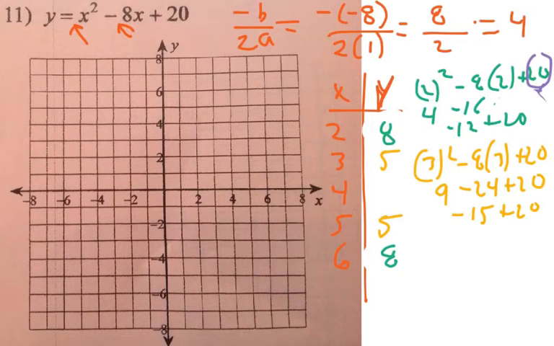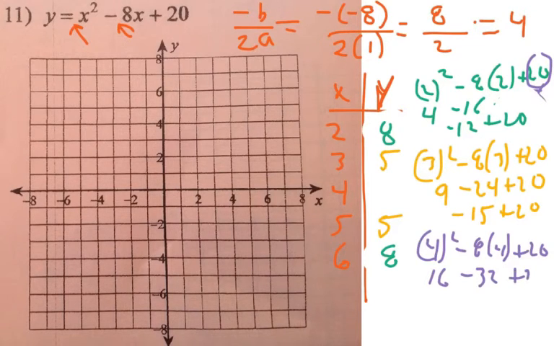Finally, all we need to do is the middle number 4, the vertex. So here we go. I have 4 squared minus 8 times 4 plus 20. 4 squared is 16 minus 8 times 4, 32 plus 20. 16 minus 32 is negative 16 plus 20 is 4.